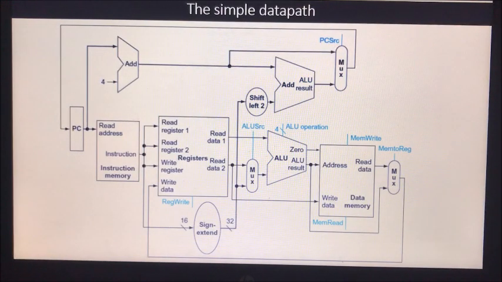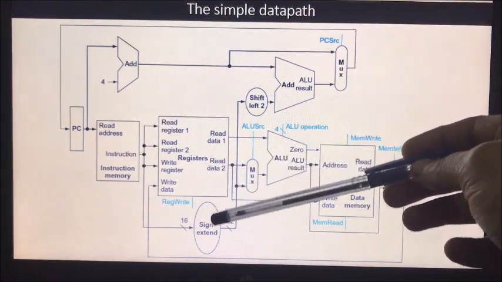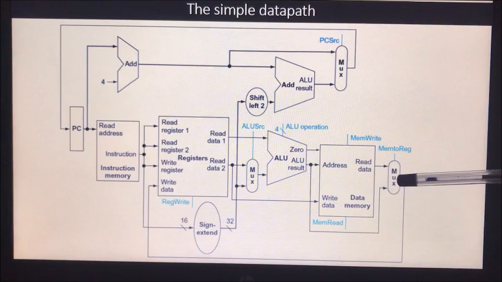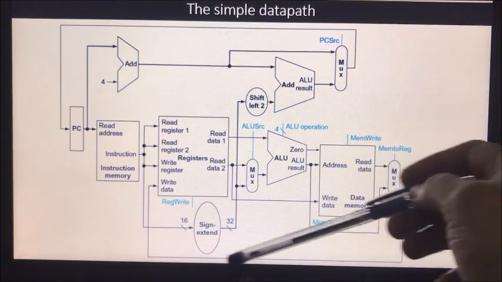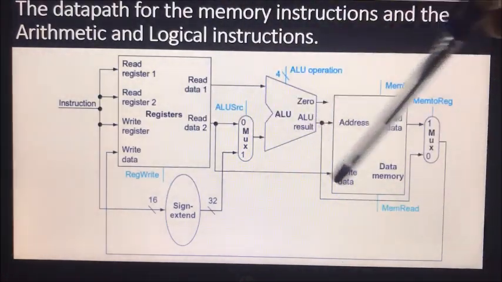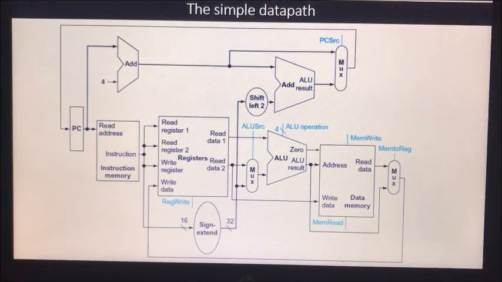So the fetching and incrementing PC data path is combined with the memory instructions and arithmetic and logical instructions. If you see this particular part, that is the registers, sign extension, this multiplexer, ALU, data memory and multiplexers, this is all there in the case of the previous diagram.